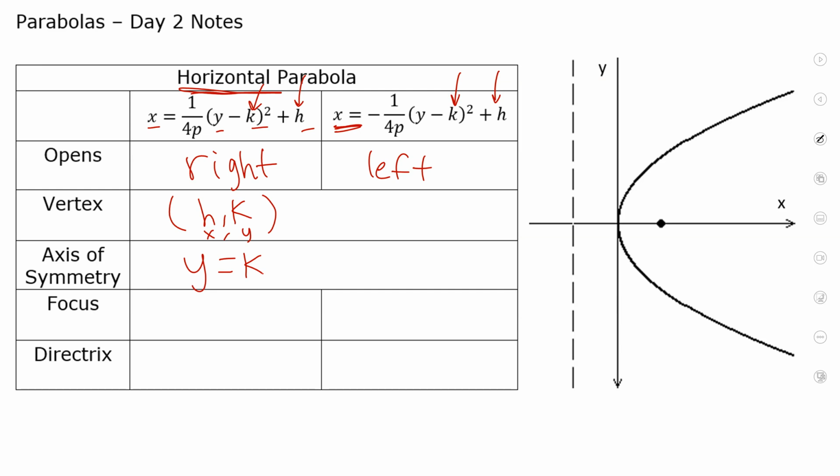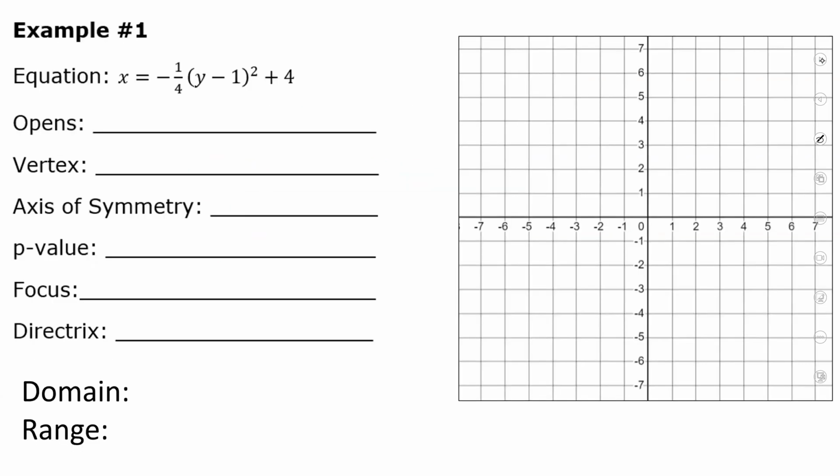Okay. Let's pause here and let's look at an example. This stuff is still the same. This is your focus and this is your directrix. And they're always p spaces away from the vertex. All right. Here's the first example. Is this going to open left or right? Left, because there's a negative right here. So this will open to the left.